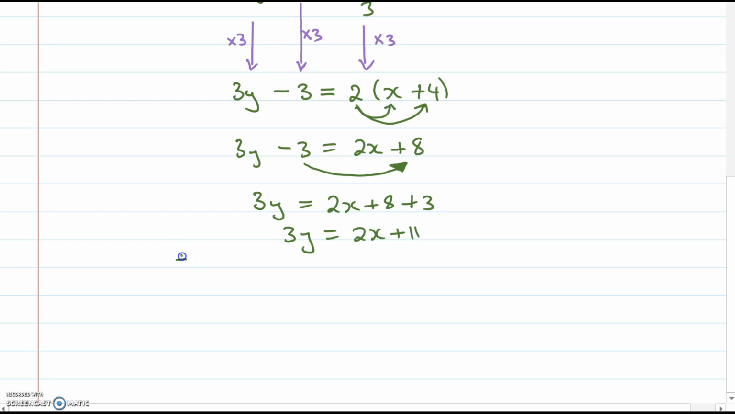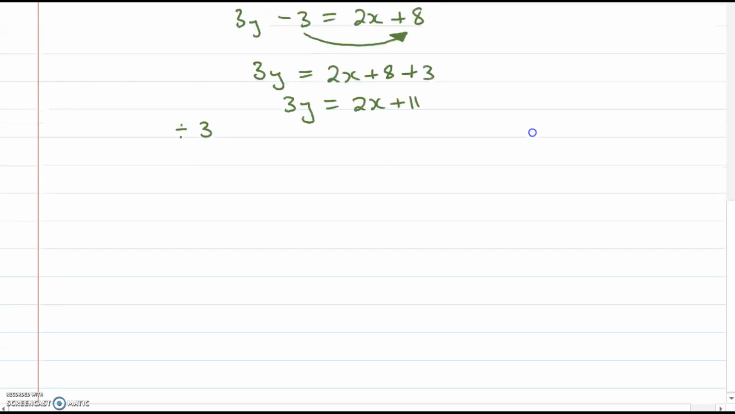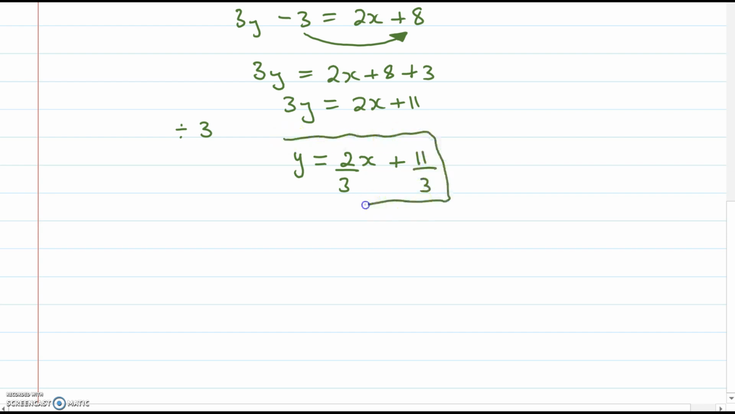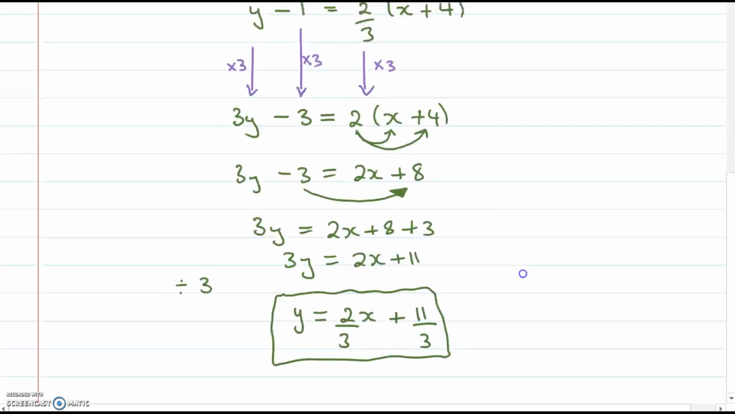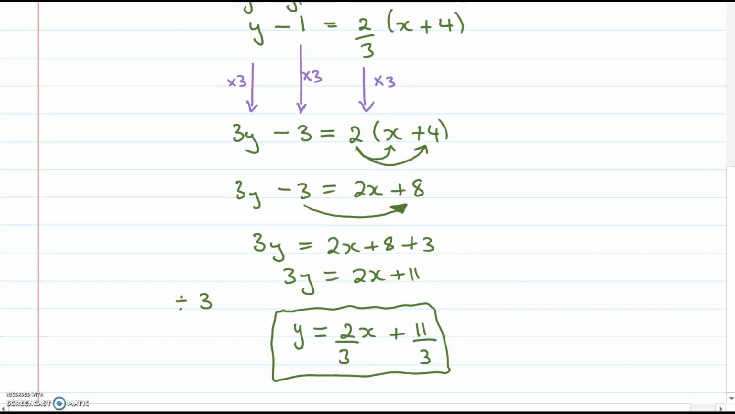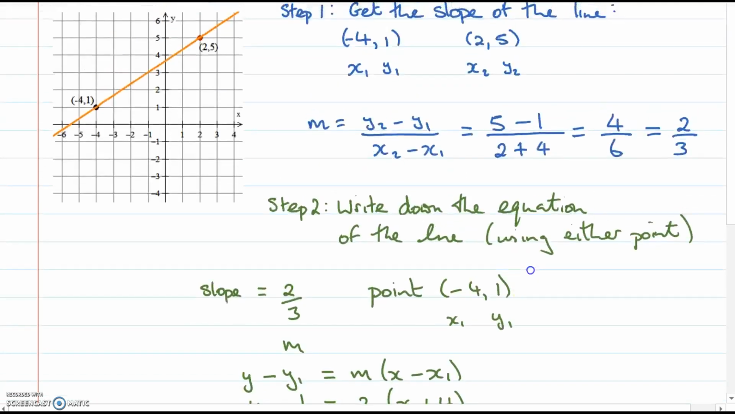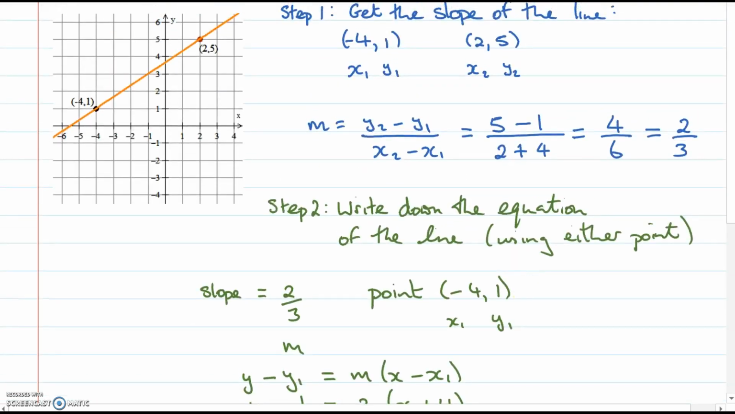And then to get y on its own, we'll divide by 3. So if you divide everything here by 3, you're going to get 3y divided by 3 is just y. 2x divided by 3 is 2 over 3x. Plus 11 divided by 3 is 11 over 3. And that is the equation of this line. 2/3 x plus 11 over 3.